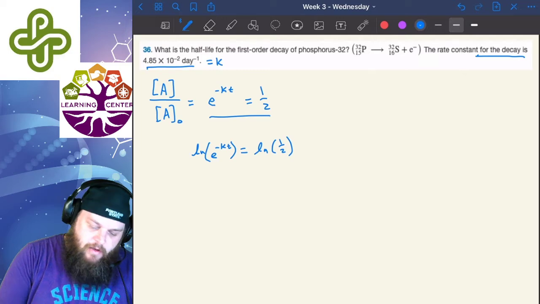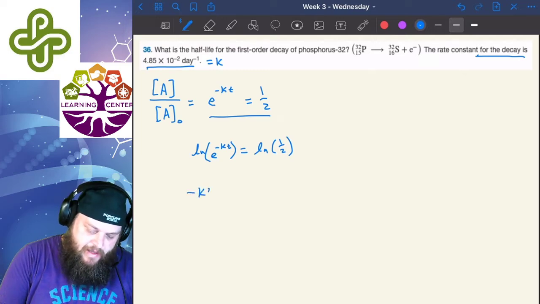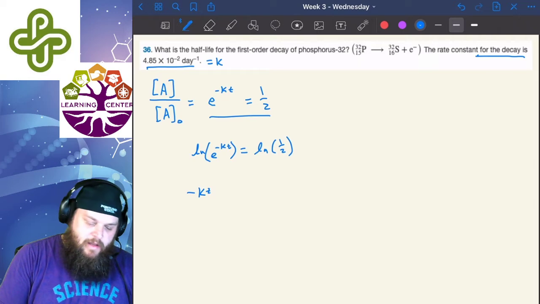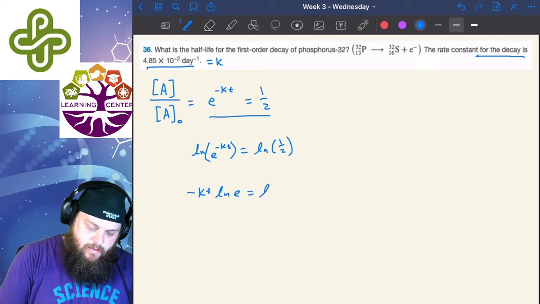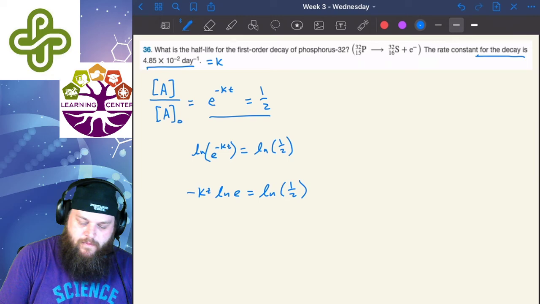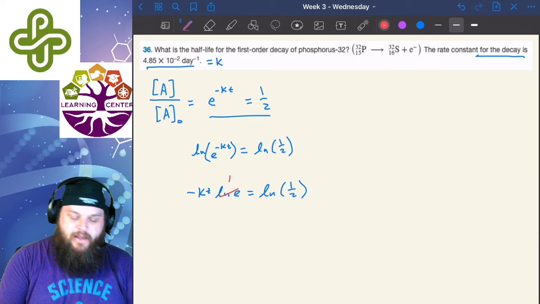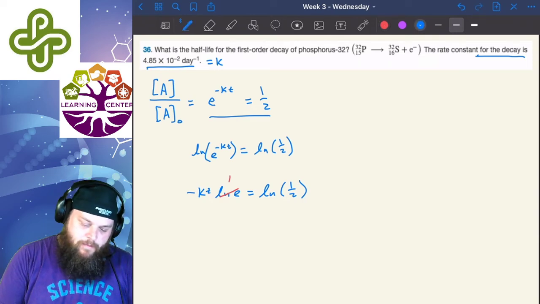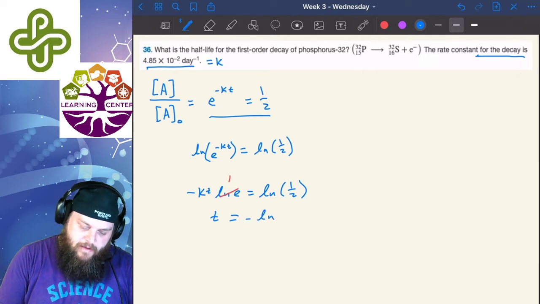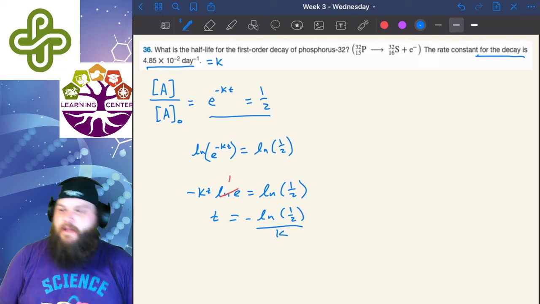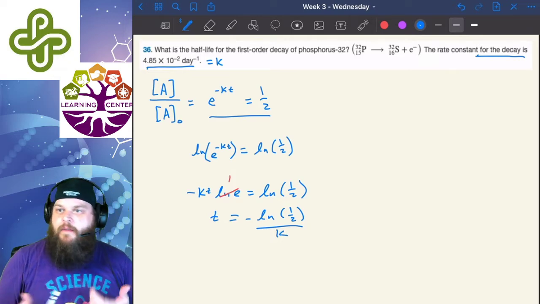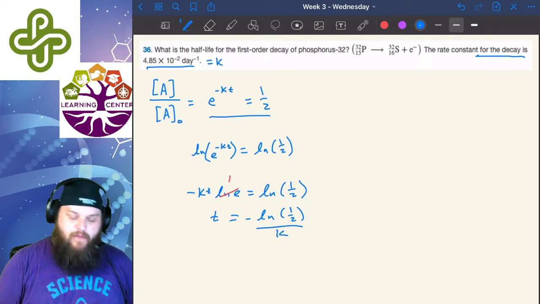So first, using logarithm rules, we can pull that kt, the exponents, out front and say that's the natural log of e, which is equal to the natural log of 1/2. And this, the natural log of e, is just going to be equal to 1. So it's just 1 times kt. And then solving for t by dividing each side by negative k, we end up with negative natural log of 1/2 divided by k. That's going to be how we find the time it takes to get to half of the concentration. And that's what they refer to as the half-life.